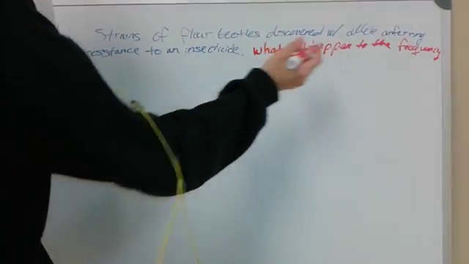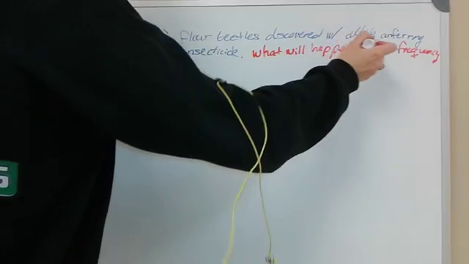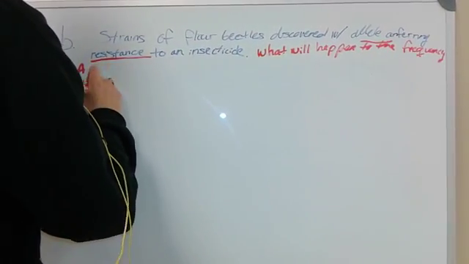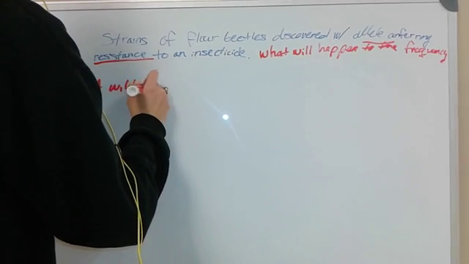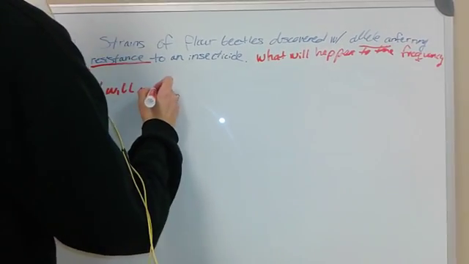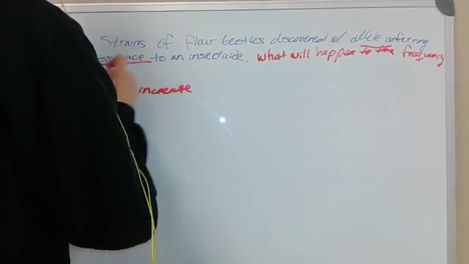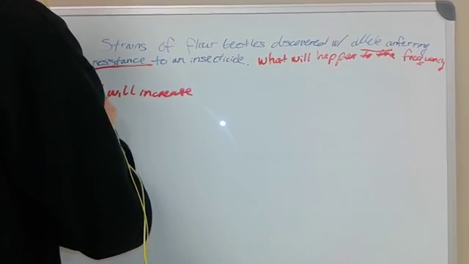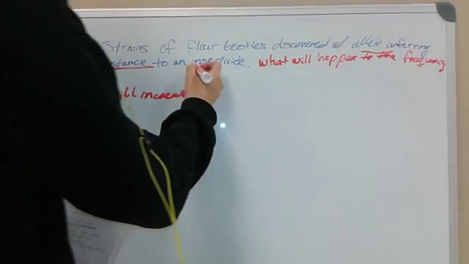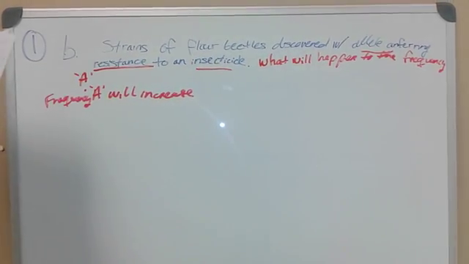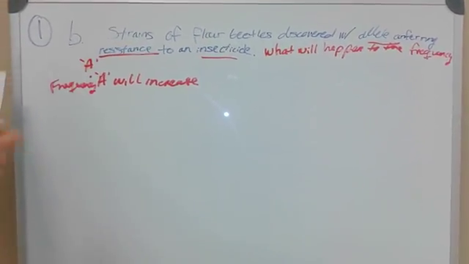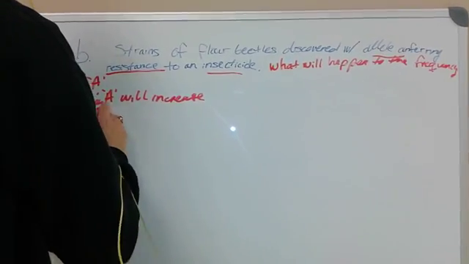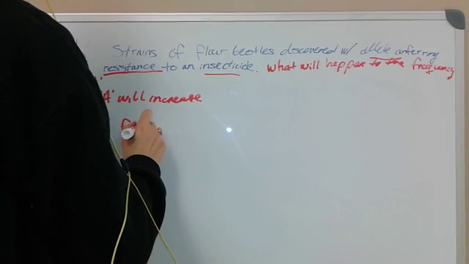The frequency of this allele, the resistant allele, let's call big A, will increase. Frequency of big A will increase as it's exposed to the insecticide. The frequency of the allele that does not confer resistance to insecticide, let's call it little a, will decrease.